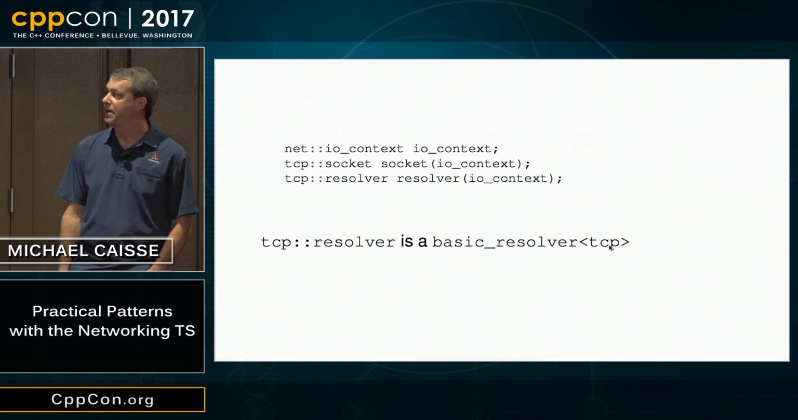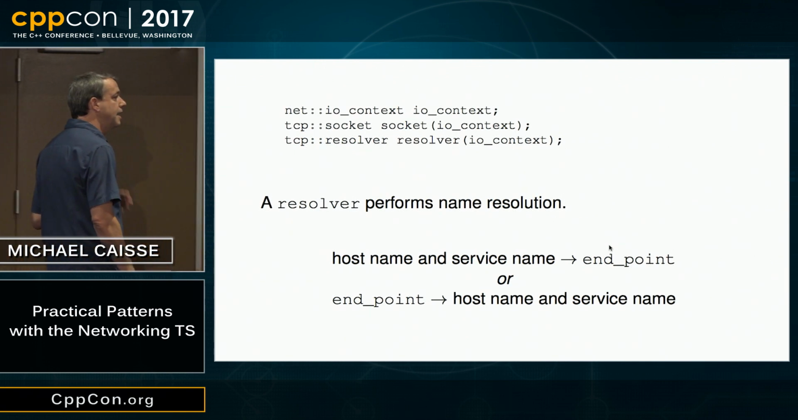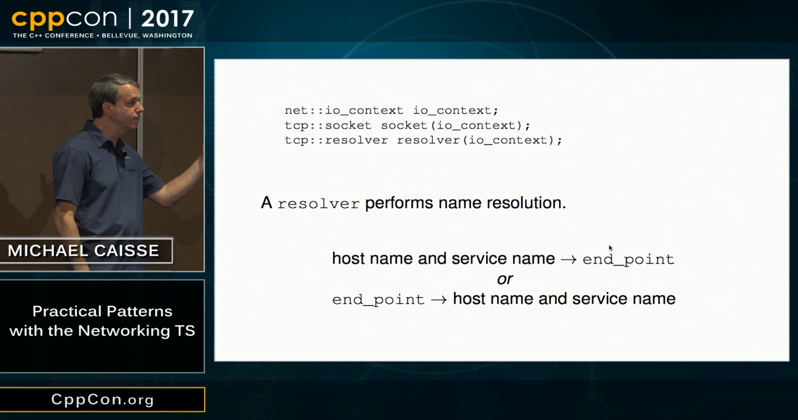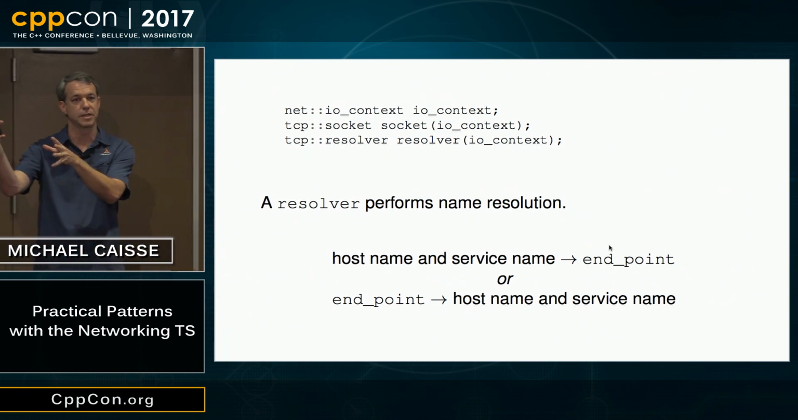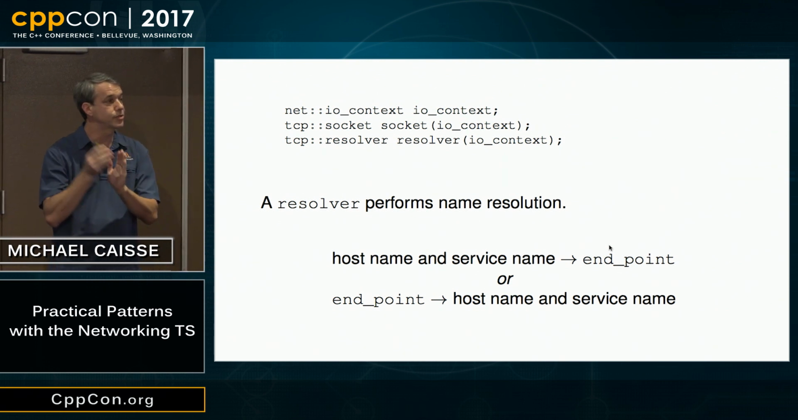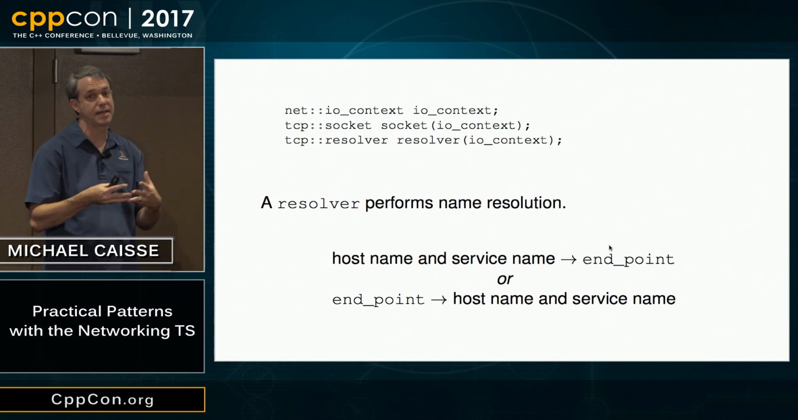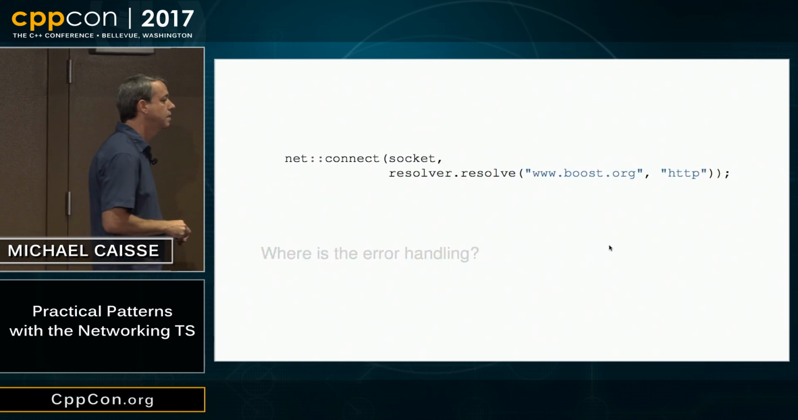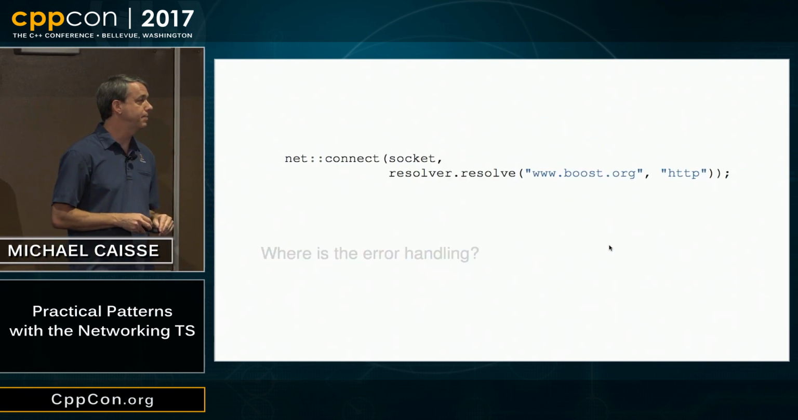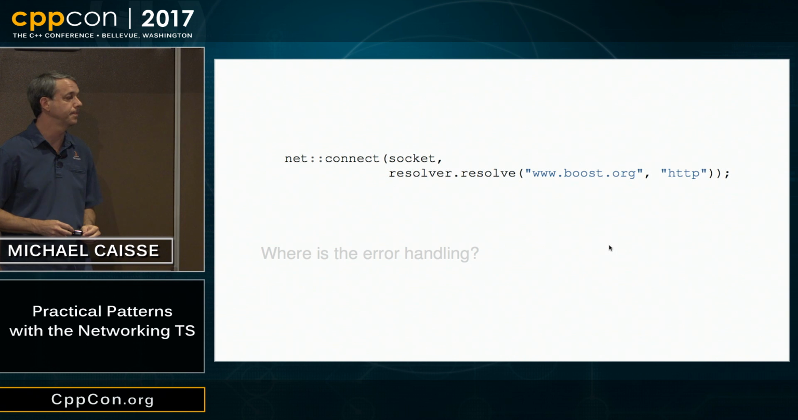The resolver is a basic resolver. The purpose of the resolver is to take a host and a service name and convert that into an endpoint. Or the other way around, to take an endpoint and give you the associated host and service name with it. The resolver is the thing that's going to get us the endpoint, and the endpoint is what we need to connect with. So once we call connect, we're going to pass it the socket that we want to use for the connection, and we're going to use the resolver to resolve the endpoint for us. The connect will then associate that socket to the endpoint.